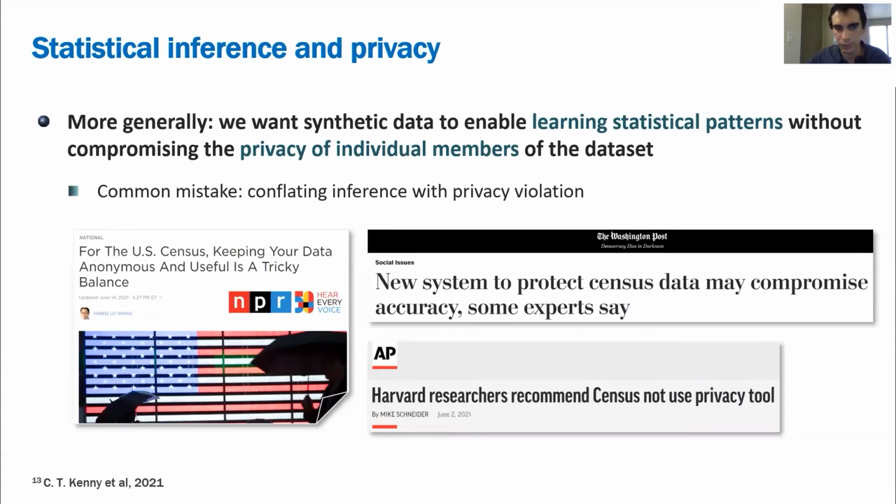Sometimes people conflate the inferences that we can make about individuals with privacy violations, and there are many media stories that confuse the two concepts. In general, any statistical pattern in the data, any correlations in the data should be preserved, because that's the point of creating a synthetic data set in the first place. We want all the clinically meaningful relationships between variables to be preserved in the data set without compromising the privacy of any individual who participated in the data set that we are fitting the generative model to.